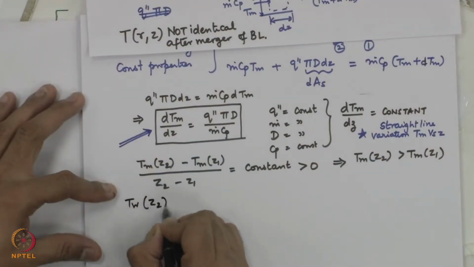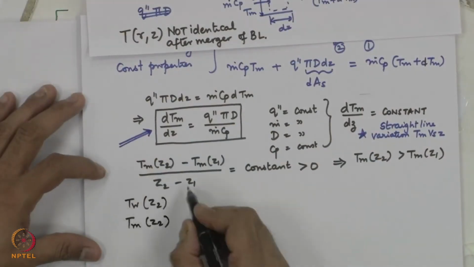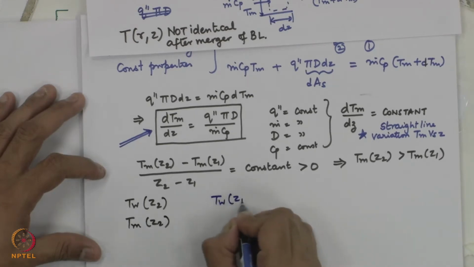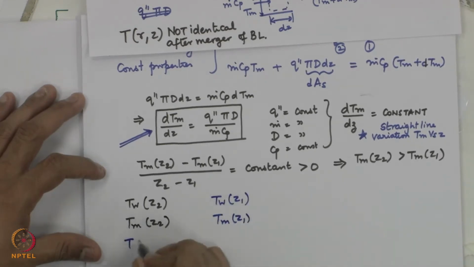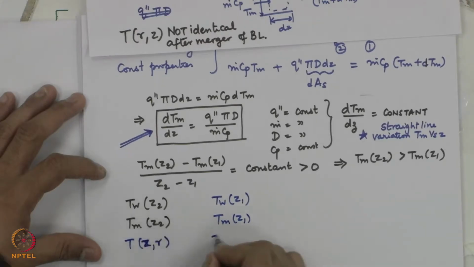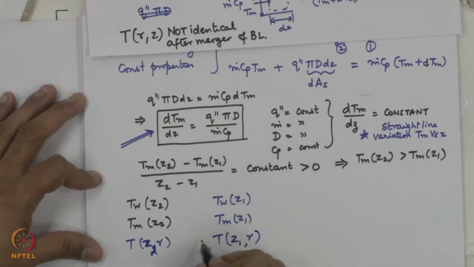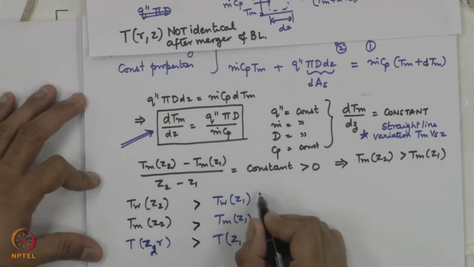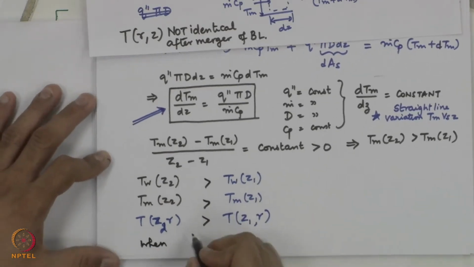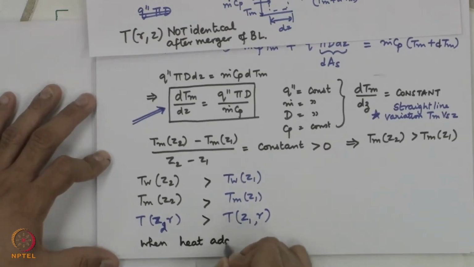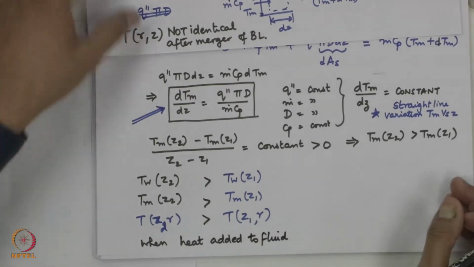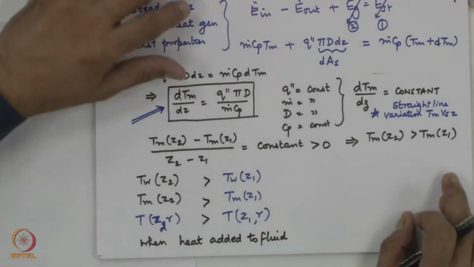So I have T wall Z2, T bulk mean Z2, T wall Z1, T bulk mean Z1, T local Z2 comma r, T local Z1 comma r. At the same z location, these are all going to be greater when heat is added to the fluid. T infinity of course was constant because T infinity was a free stream. What was entering? We didn't bother about it.